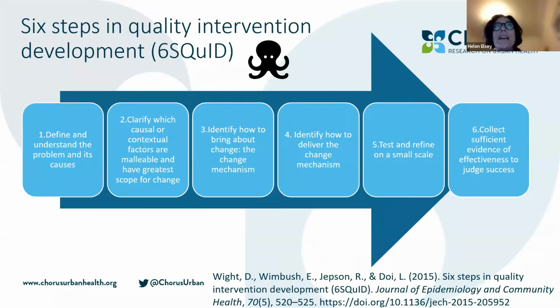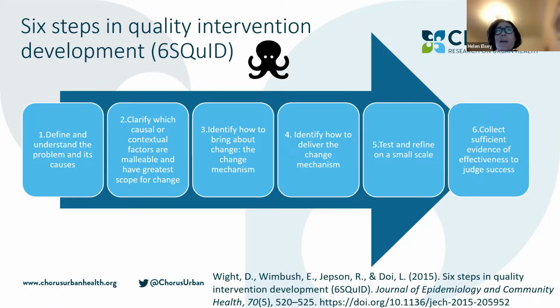So that's a word of caution with any of these frameworks that we look at. But the 6SQuID basically takes us through 6 processes, starting with defining and understanding the problem and its causes. Sounds familiar? Sounds like our stage 1 and stage 2 of CHORUS. And then a process of clarifying which causal or contextual factors are malleable, so can be changed. Where are we actually going to have the most impact if we try and change something? What should we focus on? This is all about making sure that the intervention you come up with is really going to make a difference, and you're not expending a lot of energy on something that really can't be changed.